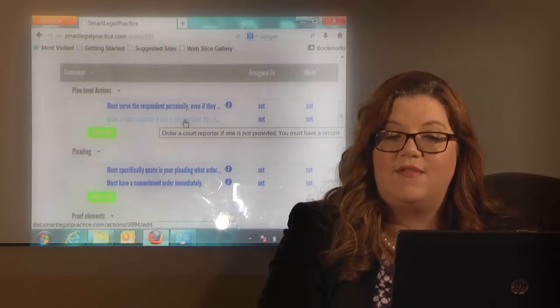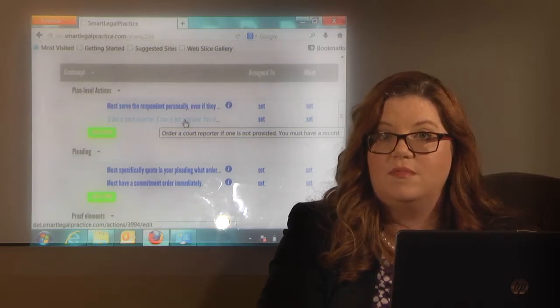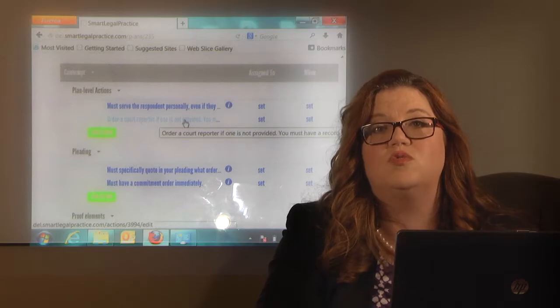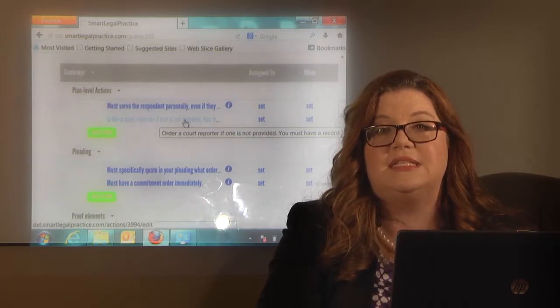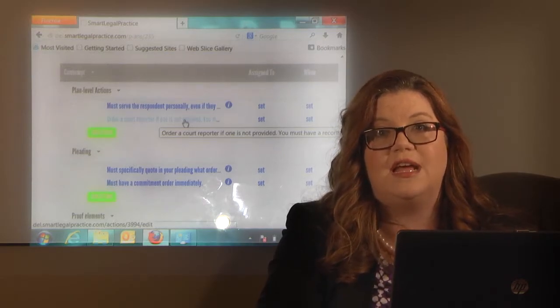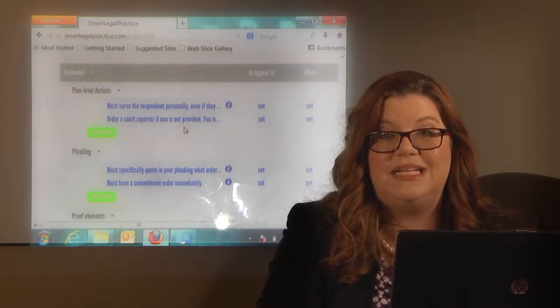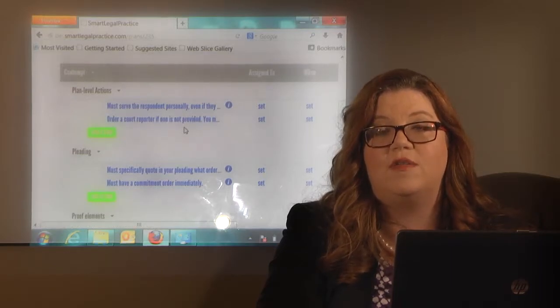So you want to have a court reporter if one is not provided. Now, in most courts, one would be provided because this is a final trial, so it would be unusual not to have a court provide one, but please note you have to have one because a record must be made.